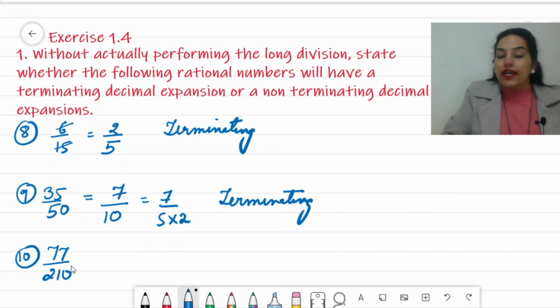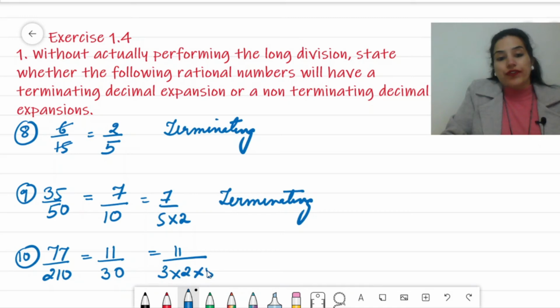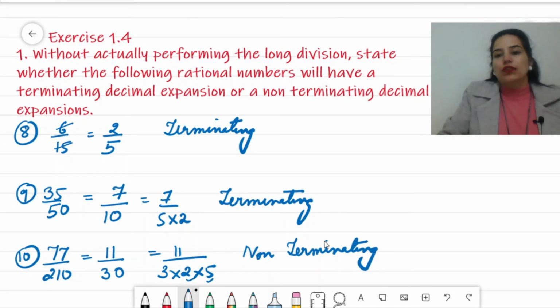The last one, again I can see I can divide by 7, I'll get 11 by 30. So it is 11 over 3 into 2 into 5. 2 and 5 are okay, but 3 we don't want there. So this one will be a non-terminating decimal expansion. So in the denominator, we need only 2 or 5.